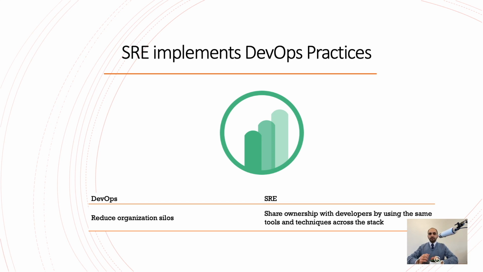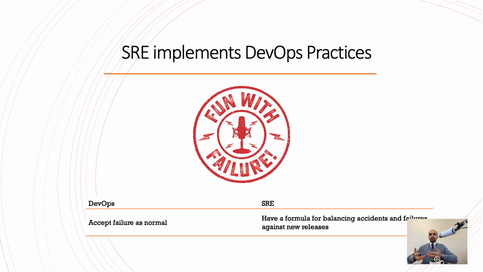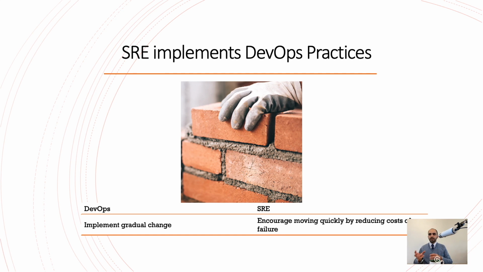environment. Sometimes the organizations are not ready to give the ownership of the production. That's okay, but usually SRE encourages it. DevOps says to accept failure as normal. It happens, it frequently happens, we should just be ready for it. SRE, on the other hand, says that you should have a formula to make sure we are ready if something happens. If there are new releases and they are faulty, we should have a way to mitigate it. DevOps says to implement gradual change.